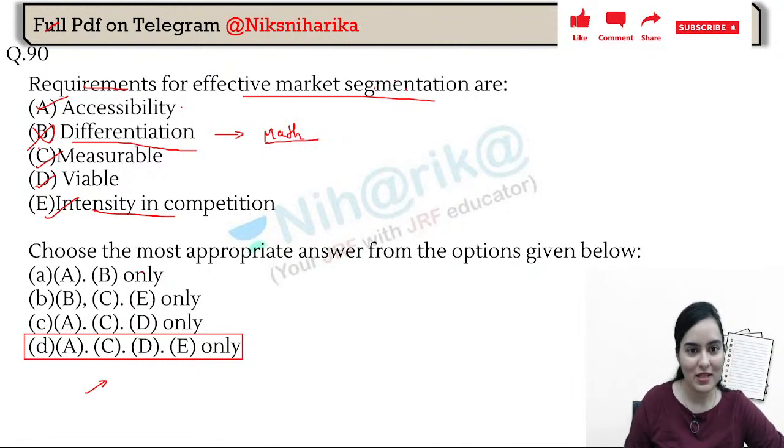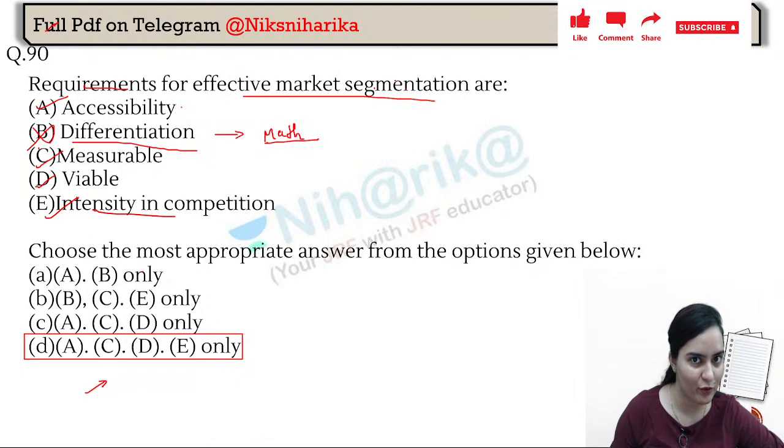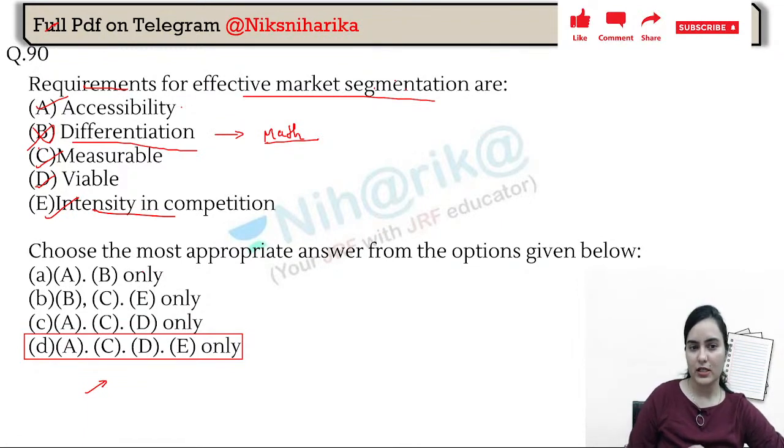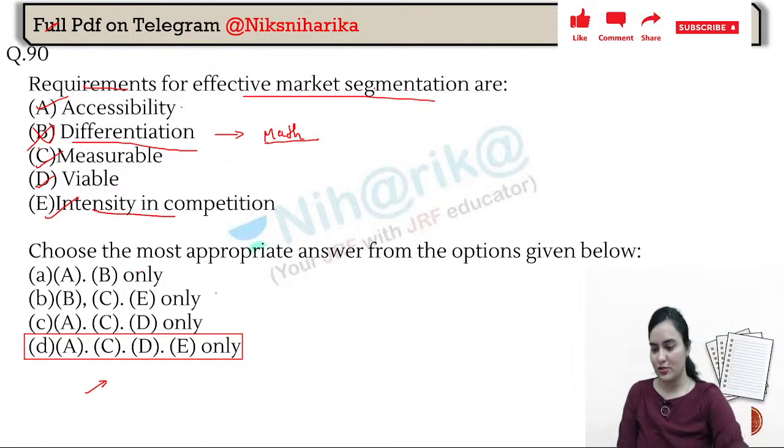So that's why I'm saying it's totally normal to get trapped in this type of question. Even if we have read, there are chances that we might go wrong in this type of question. But try to select all of the above. If we do that, we are reducing the chances of going wrong.